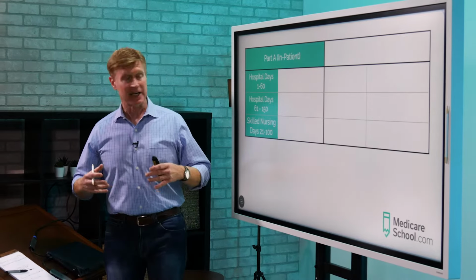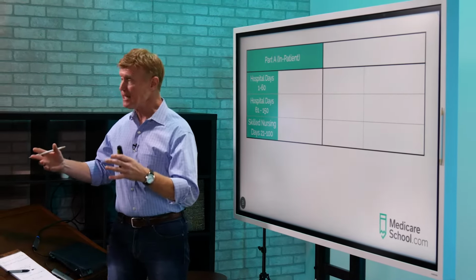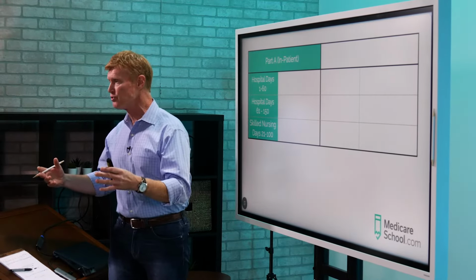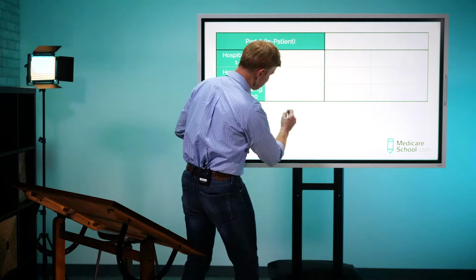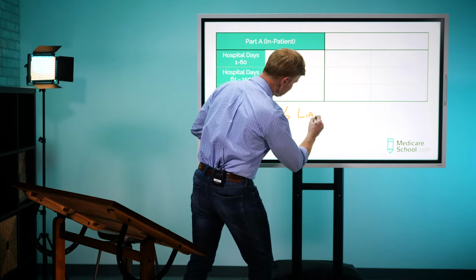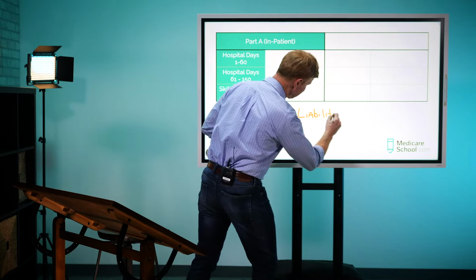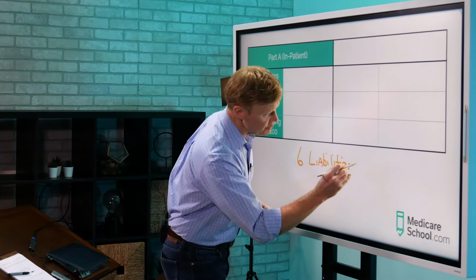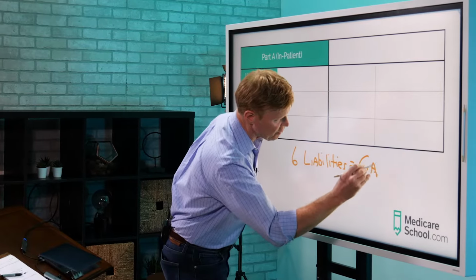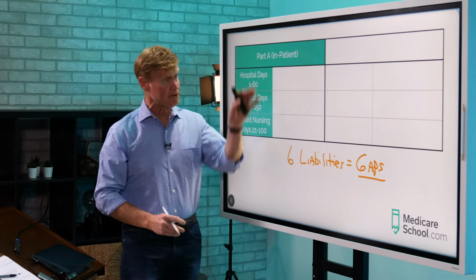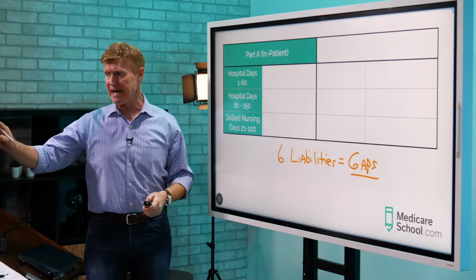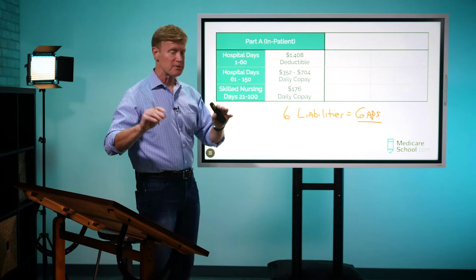So if you decide to stay in the original Medicare system of A and B, you are going to have six different liabilities. We also call those gaps. And these liabilities mean this is what you're going to be responsible for financially. Medicare is going to pay and pays fairly well, but they're going to leave you with these liabilities that we call gaps in your coverage. So we actually have three gaps on the A and three gaps on the B of Medicare. So let's review the gaps or the liabilities that you have in original Medicare.